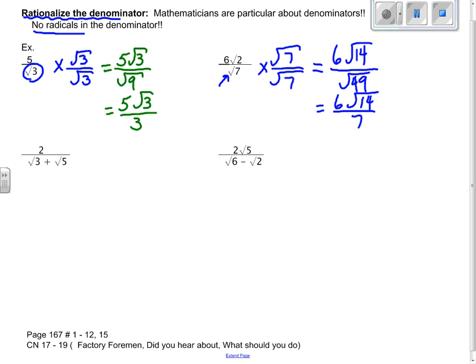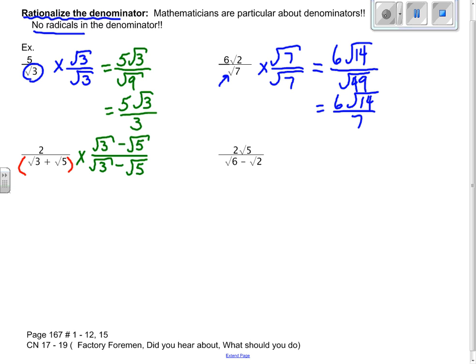The last two are tricky. I don't like the radicals in the bottom: root 3 plus root 5. In order to get rid of that, I am going to think about difference of squares. To square both the root 3 and the root 5 and to get rid of the radicals, I'm going to multiply top and bottom by, wait for it, root 3 take away root 5. As long as I do the same to the top, I haven't changed it, I just make it look different.